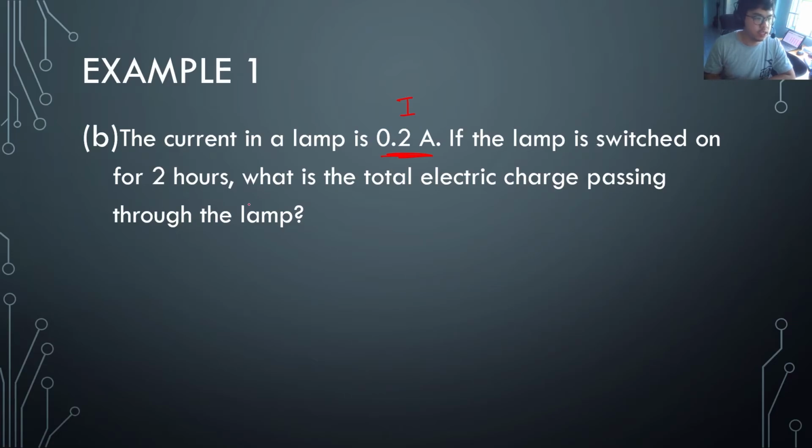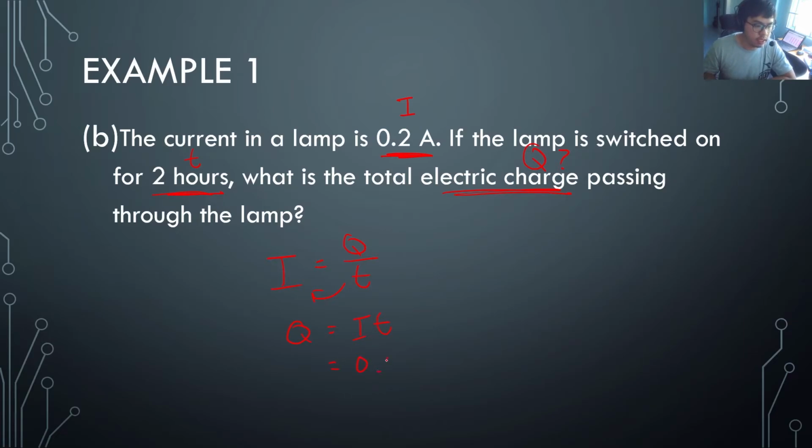Another example: the current in a lamp is 0.2 amps. If the lamp is switched on for 2 hours, what is the total electric charge passing through the lamp? In this case, we want to find Q, which is the charge. So you rearrange this formula to make Q the subject of the formula, and the formula becomes Q is equal to IT.